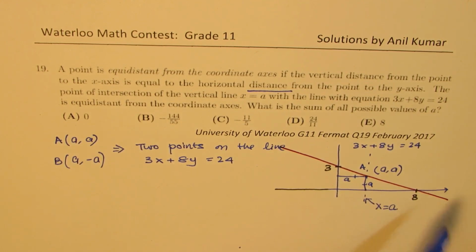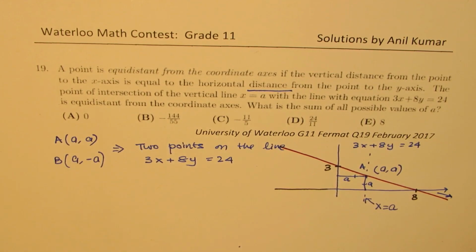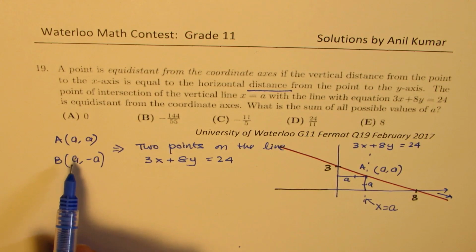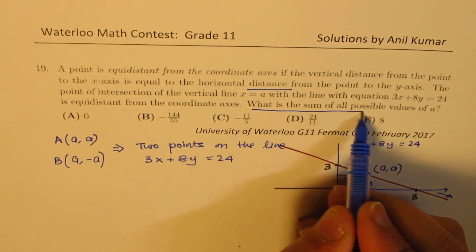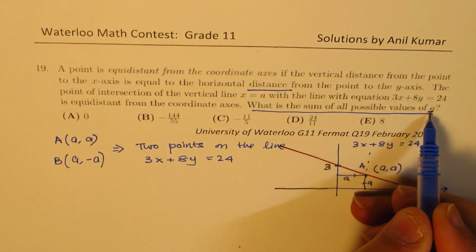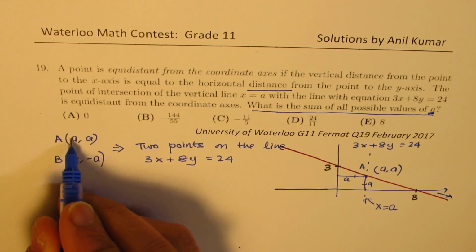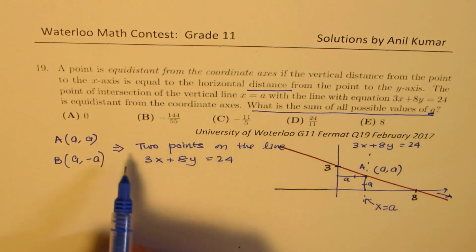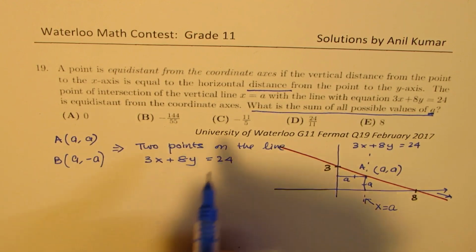So there is another point on this side, which we have not shown here, but which is clear from the explanation. Perfect. So we'll work out with these two points and find what is the sum of all possible values. So we need to figure out what is the sum of all possible values of A, right? All A's. So we want to find the sum of all A's, which are these two A's, right? Okay. So let's find the two values of A.